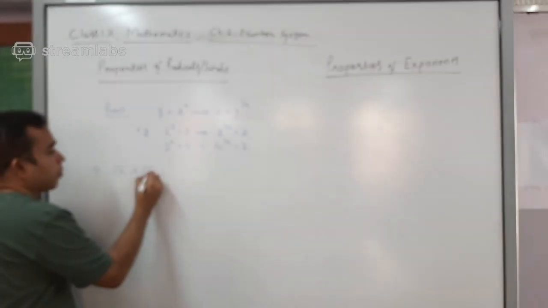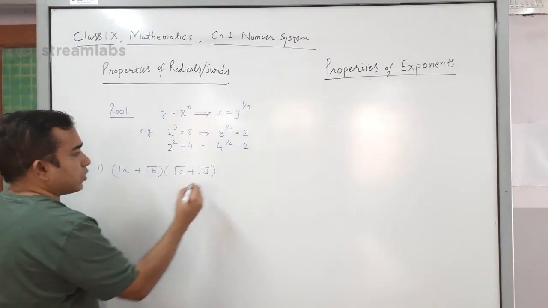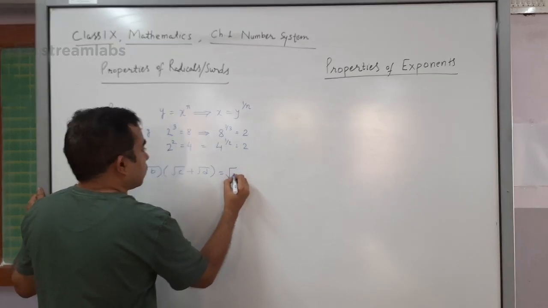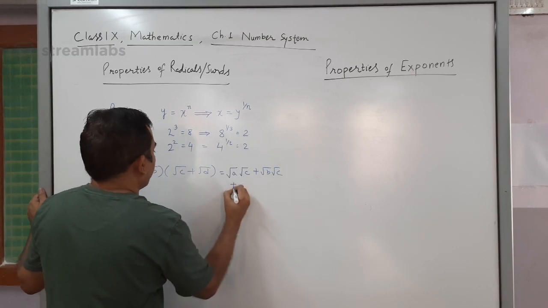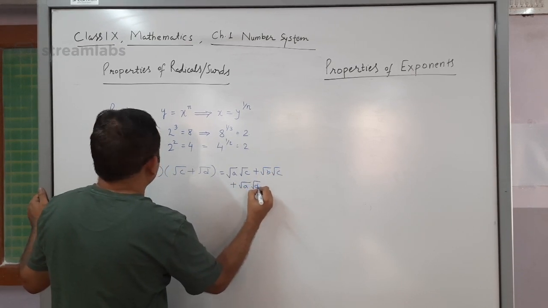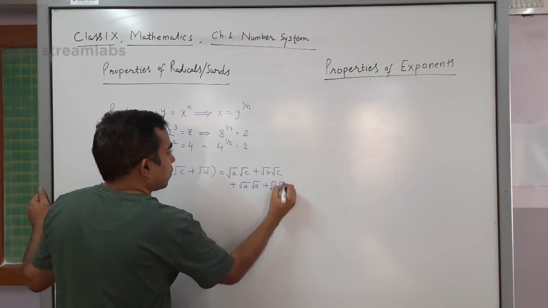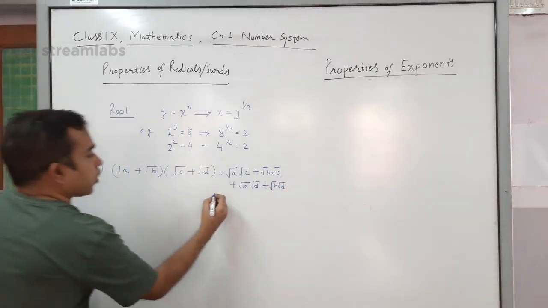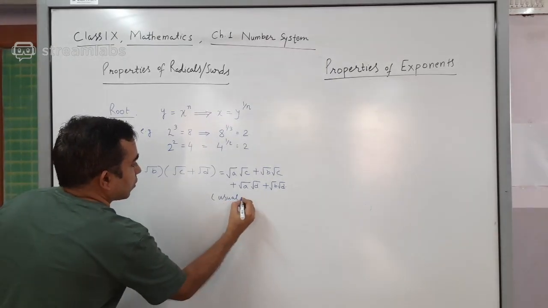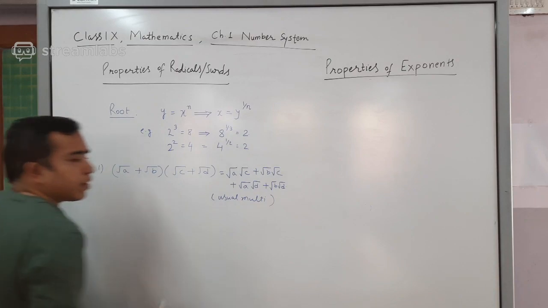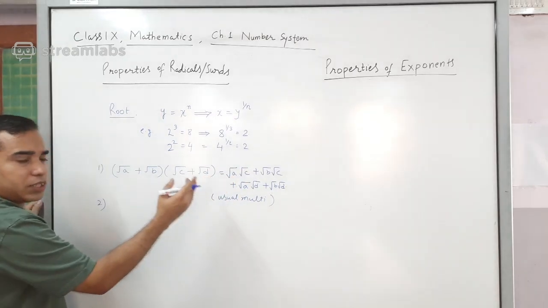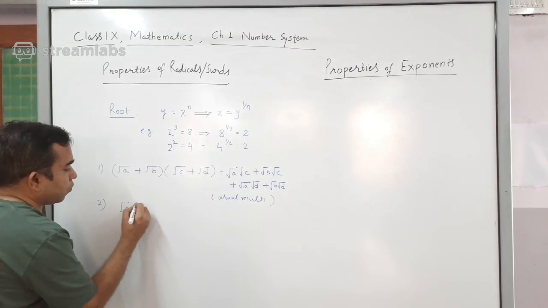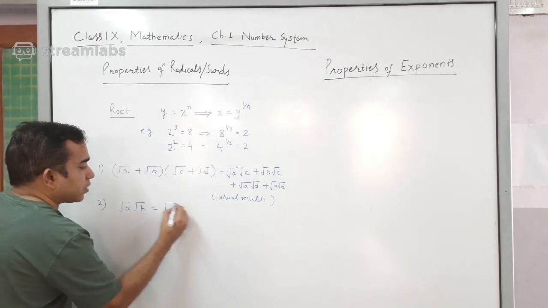For example, root a plus root b, root c plus root d. If you have to multiply these two brackets, it goes like root a root c plus root b root c plus root a root d plus root b root d, in the usual manner, usual multiplication of brackets. Second property, that root a root c and root b root c, these also can be simplified by using the property that root a root b is the same as root ab.